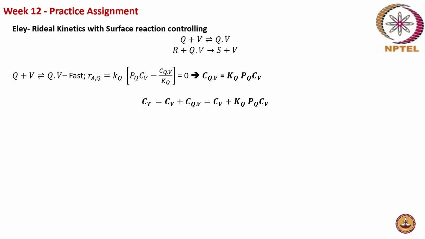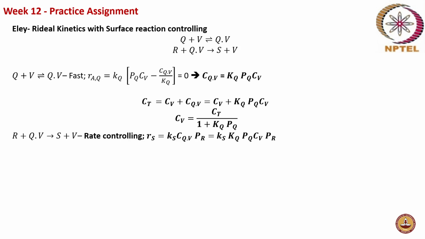Okay, and then what is the expression for the total concentration of the active sites? So C total is equal to CV plus CQV, the vacant sites plus the adsorbed sites. From the previous expression based on the adsorption of Q, we can substitute the expression for CQV, which is an intermediate. So that will give you C total is equal to CV plus KQ into PQ into CV. So CV is equal to CT by 1 plus KQ into PQ.